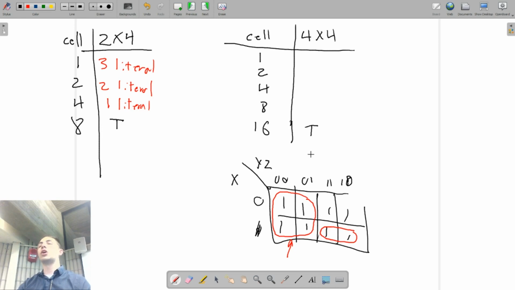If we circle all 16 cells in a 16-cell Kmap, the answer is true. If we circle half of the cells, that's going to be 1 literal. If we circle 4, that's going to be 2 literals. If we circle 2, that's 3 literals. If we circle 1, that's going to be all 4 literals.